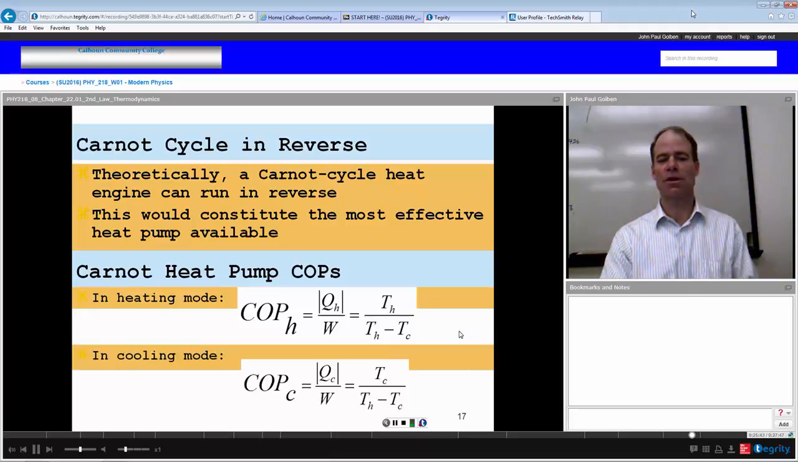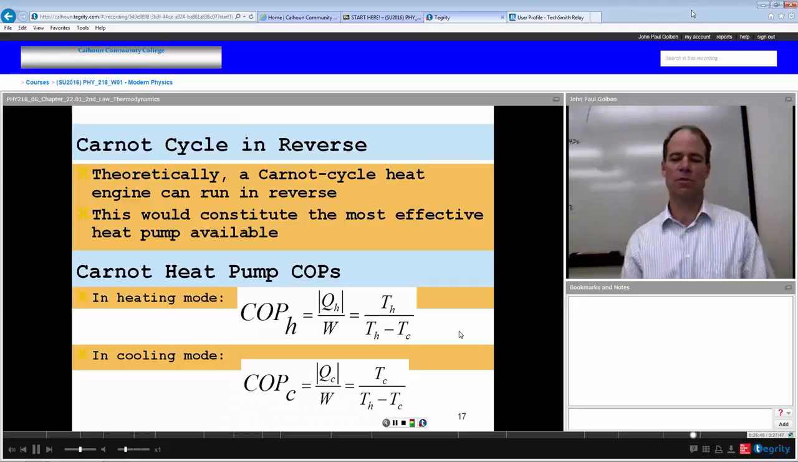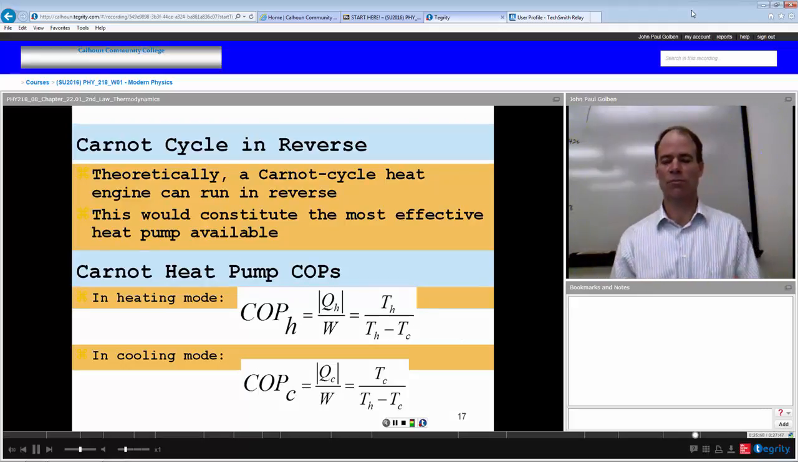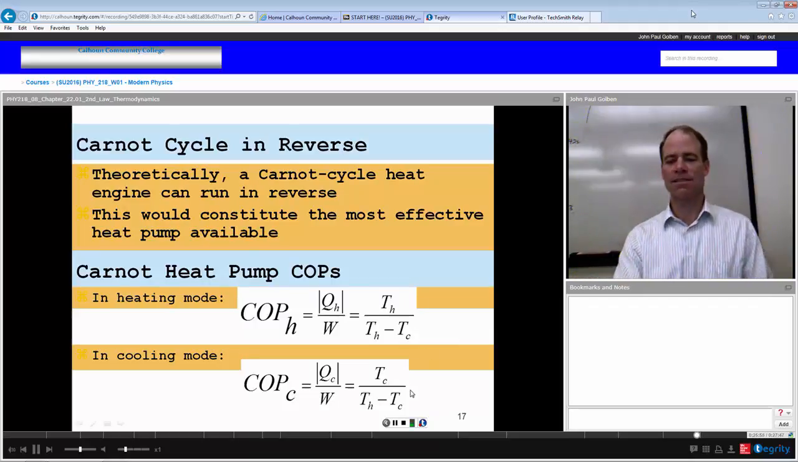In cooling mode, our coefficient of performance is what we hope to extract from the cold reservoir over whatever work input we have. So what we hope to gain over what we got. And that is the temperature of the cold reservoir over the temperature of the hot reservoir minus the temperature of the cold reservoir.